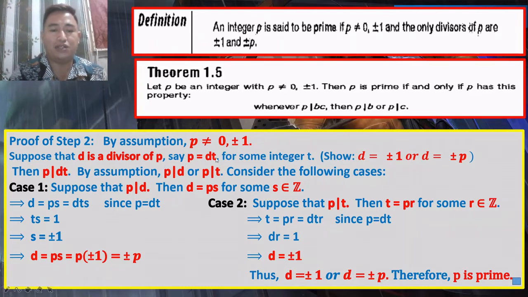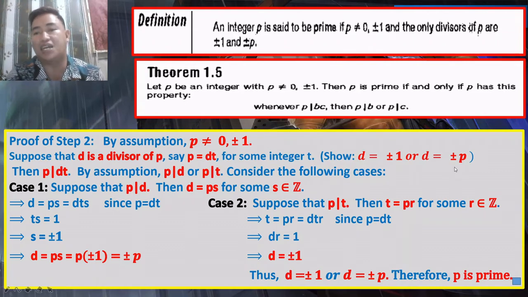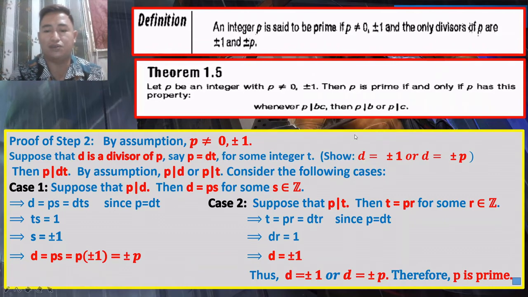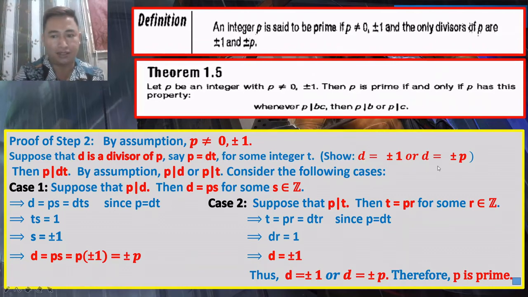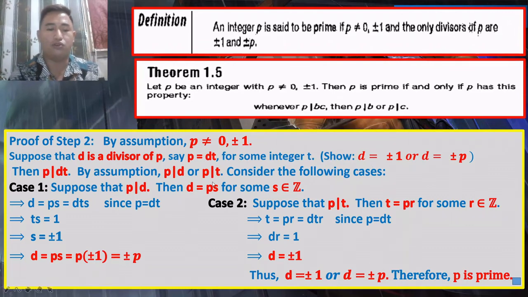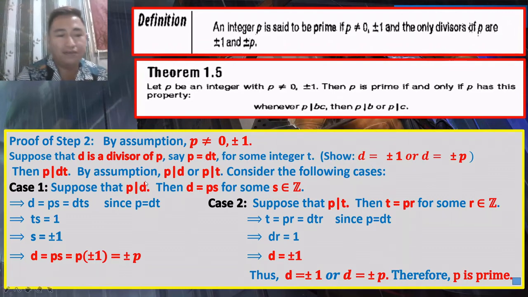Say P is equal to dt for some integer t. So earlier, we are to show that D, a divisor of P, must be the only divisors. D should be equal to positive or negative 1, or D is equal to positive or negative P. So to prove that, the only divisors of P are those two, we need D to be equal to either of them, actually, all four of them.